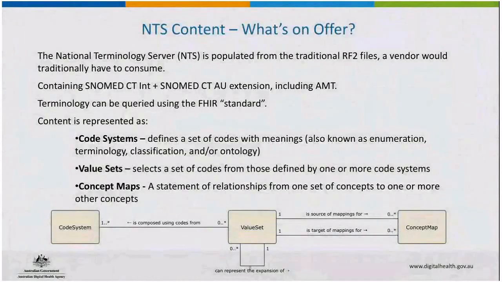Okay, so let's now dive into the NTS and what you should expect to get from it. Currently, the NTS is populated from the SCTAU RF2 release files, letting Ontoserver absorb the implied complexity around processing those. So whatever content you may already use from our RF2 distribution should now be available and accessible via FHIR requests. And for those that aren't familiar, FHIR, or Fast Healthcare Interoperability Resources, is covered in our previous Introduction to FHIR webinar, which should be accessible online shortly.